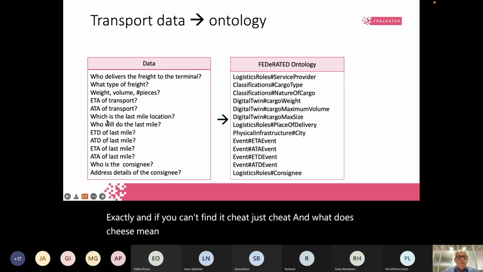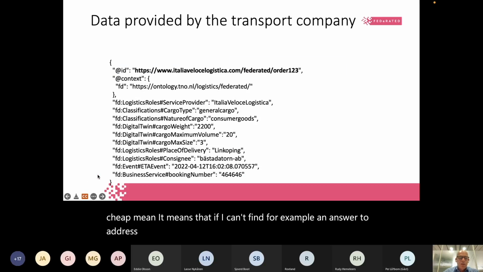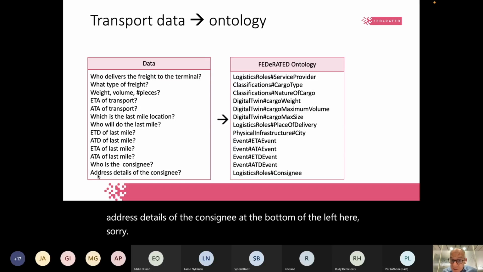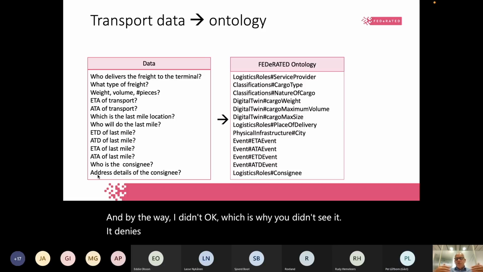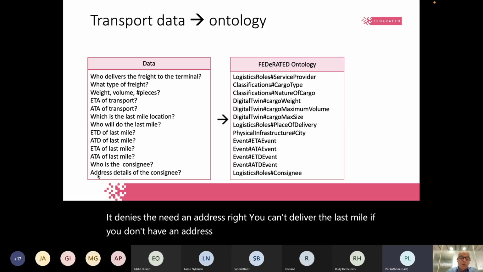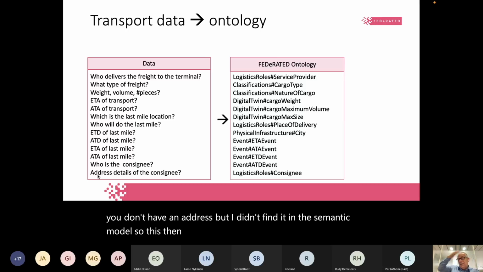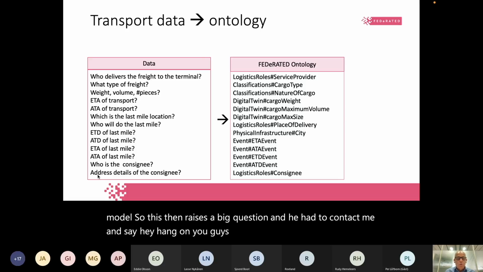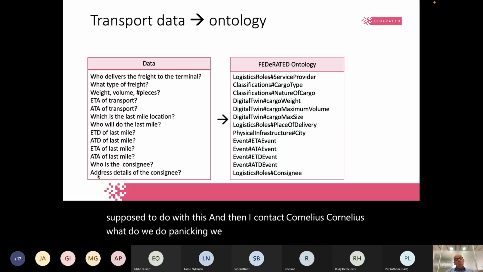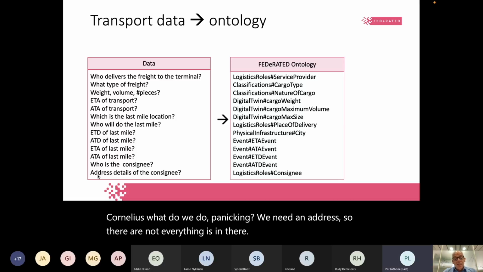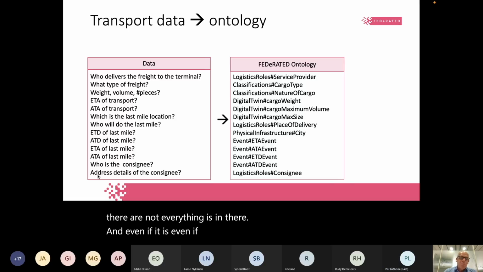What does cheat mean? It means that if I can't find, for example, an answer to address details of the consignee at the bottom left here, sorry. You need an address, right? You can't deliver the last mile if you don't have an address. I didn't find it in the semantic model, so this raises a big question, and you have to contact me and say, hey, hang on, you guys don't have an address. What am I supposed to do with this? And then I contact Cornelis. Cornelis, what do we do? Panicking, we need an address, right? So not everything is in there. No, and even if it is, it may not be exactly right.